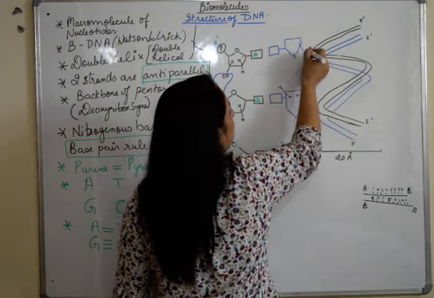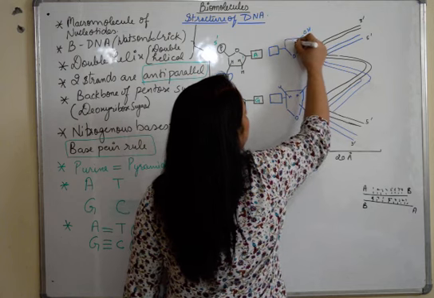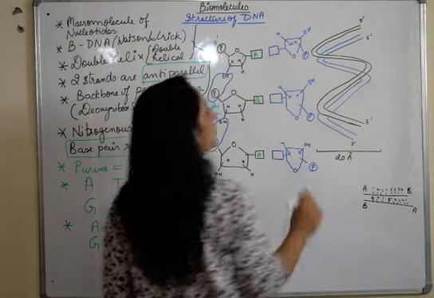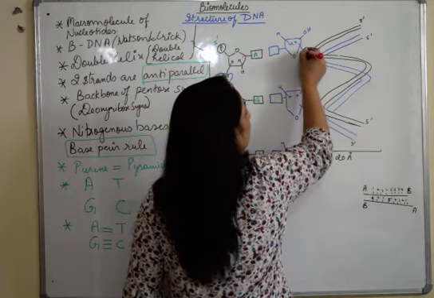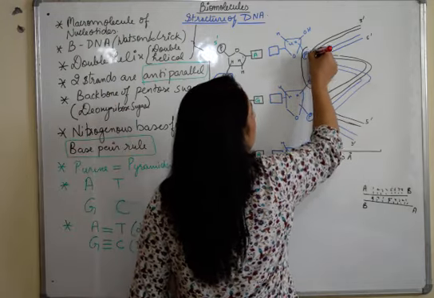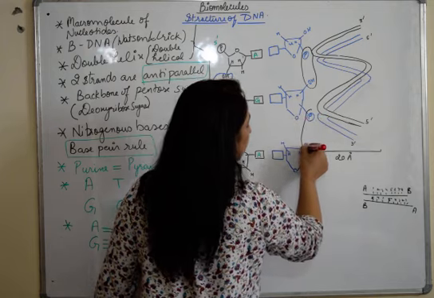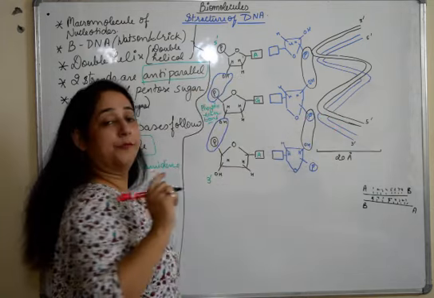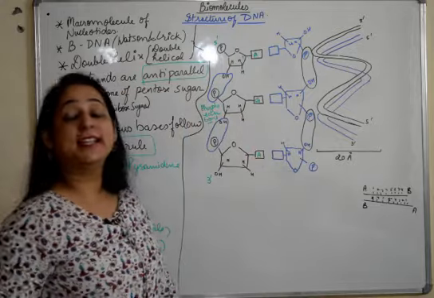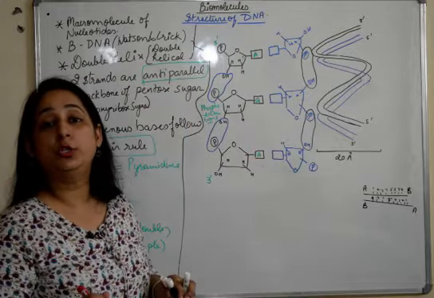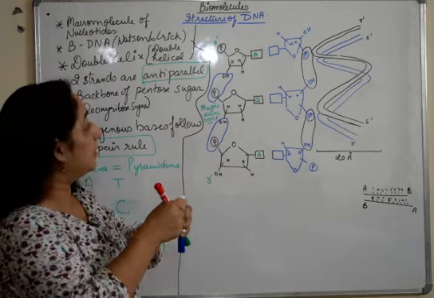Here we have the phosphate group, the OH and H, and here we have H and H. Now where is the bond going to form? Between the phosphate and the OH, the phosphoester bond will be formed here. So this strand is also intact, bound together, but anti-parallel.